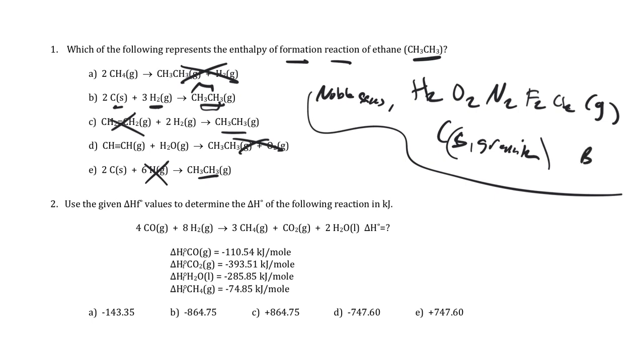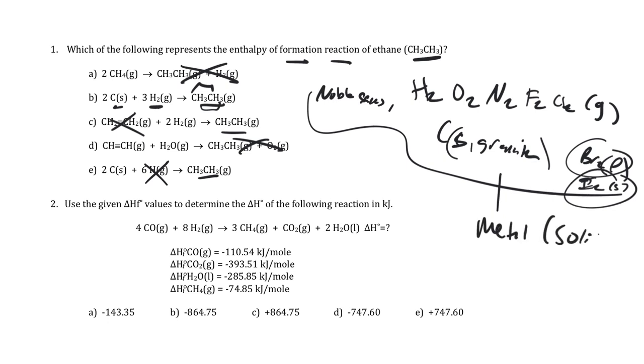I mentioned that Br2 is a liquid, I2 is a solid. I doubt the test would really require you to know those two details, but those come up. But I wouldn't worry about the other non-metallic elements like phosphorus or sulfur. I wouldn't worry about the metalloids and their physical states, but then know that metals are solid with the exception of mercury, which is a liquid.